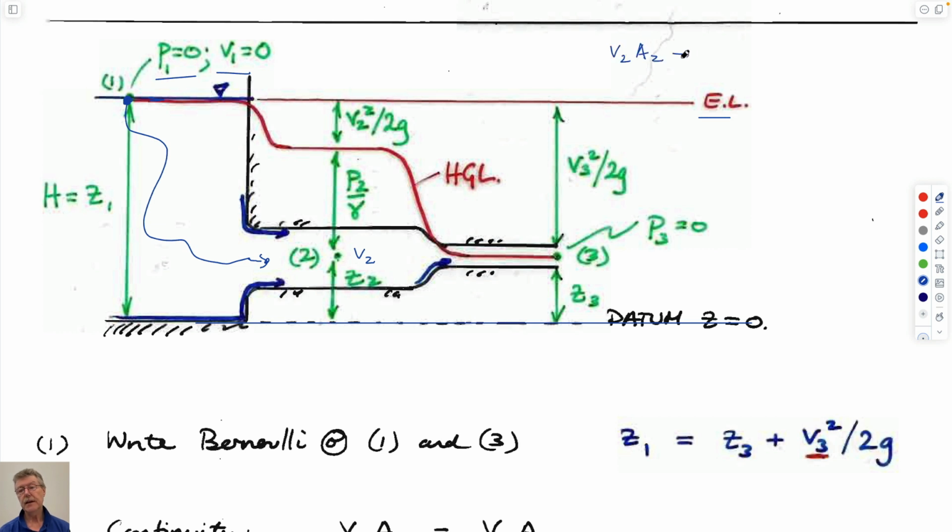from V2A2 equals V1A1, we know from this that V3 is going to be equal to A3 over A2, V1, V2. We know that A3 is smaller than A2, so this has to be faster. So we know that we're going to gain velocity at the expense of pressure. These are on the same elevation, so Z won't change.